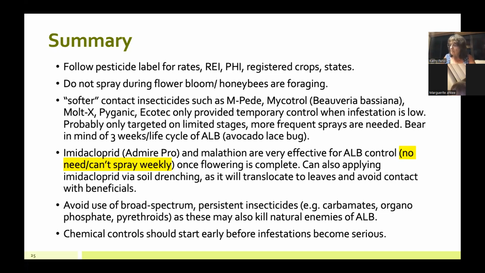And then we recommend avoiding broad spectrum insecticides like the carbamates or the pyrethroids, like the Mustang or the Danitol, and the malathion, just because they kill everything and they're not specific to just the ALB or the lace bug. And when you're using your chemicals, you want to make sure you're starting early at the onset of infestation so that they don't spread to the rest of your tree.